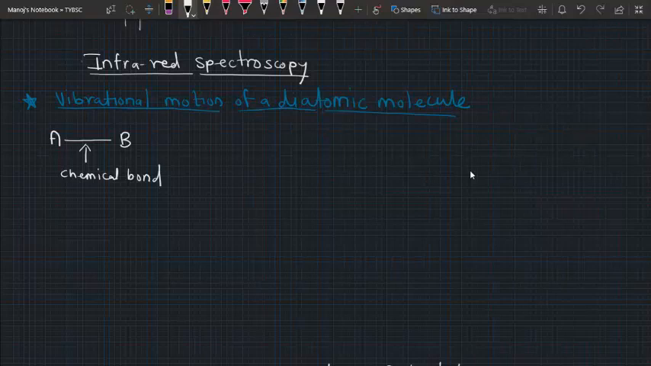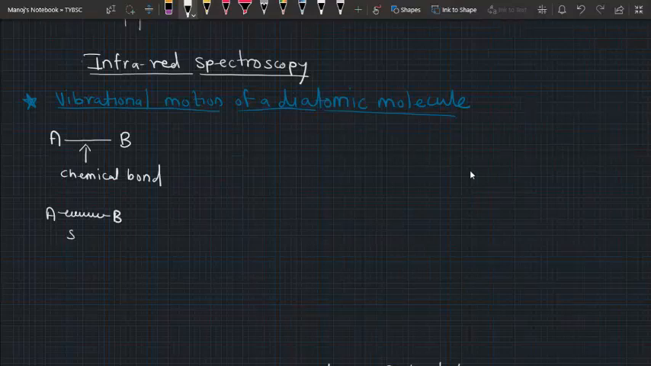A diatomic molecule is assumed to be a simple harmonic oscillator. Okay. So we know in physics class we have seen the simple harmonic oscillator with the help of an example. Let us consider this chemical bond is made up of a spring. Okay, this is a vibrating spring.